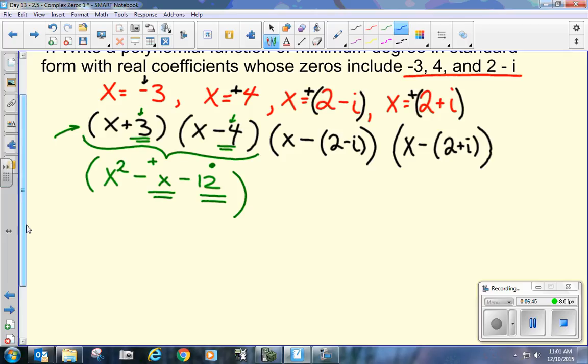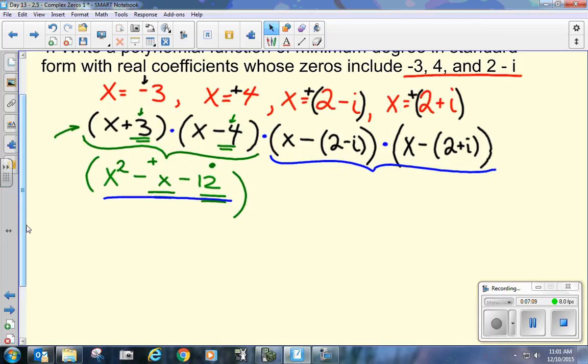Okay, I'm multiplying these all together, right? I multiplied my first two. Here it is. I need to multiply these next two. And the answer to this is eventually going to be multiplied to this first quadratic. When we do that all nice and neat, everything's going to cancel out and there's not going to be any i's. The whole key is to do it in an organized fashion. Right? Let's start.